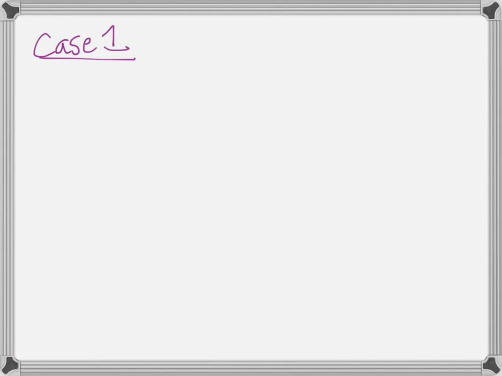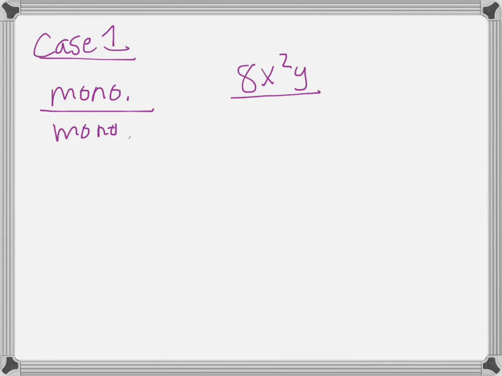Okay, so there are several different cases. This standard covers several different cases. Case number 1 is a monomial, I'm just going to abbreviate it, divided by a monomial. That would look like something like 8x squared y divided by 4y. That's case number 1.